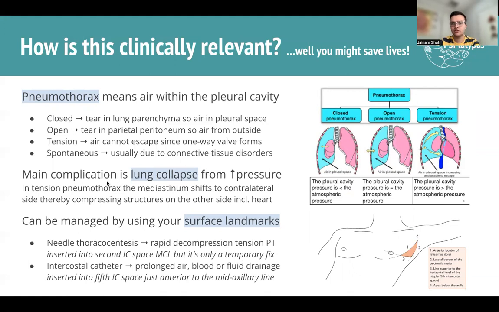The main complication of a pneumothorax is lung collapse because you've got increased pressure in the intrapleural space. Specifically in tension pneumothorax, as I said, everything shifts to the other side, including the heart and other structures that I've mentioned.